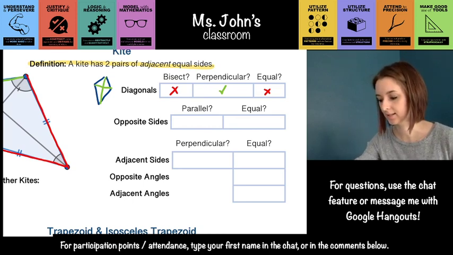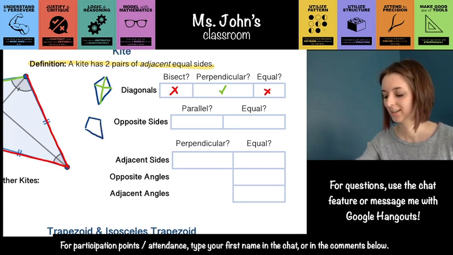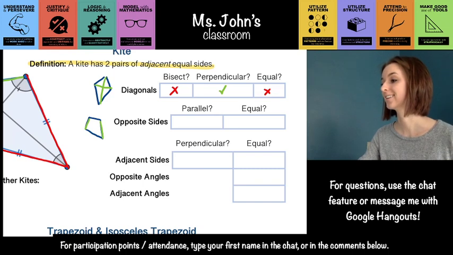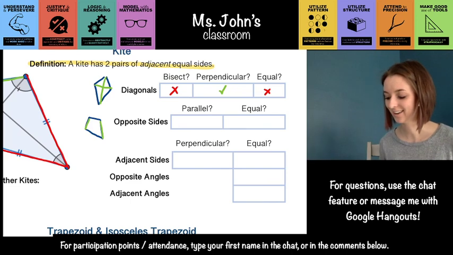The opposite sides in a kite, if you can hear my dog, she's squeaking her toy. Are you? Can't play with you right now.